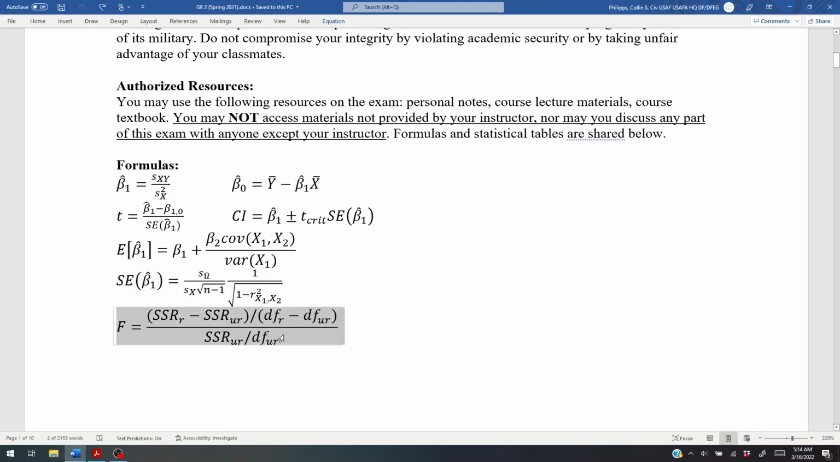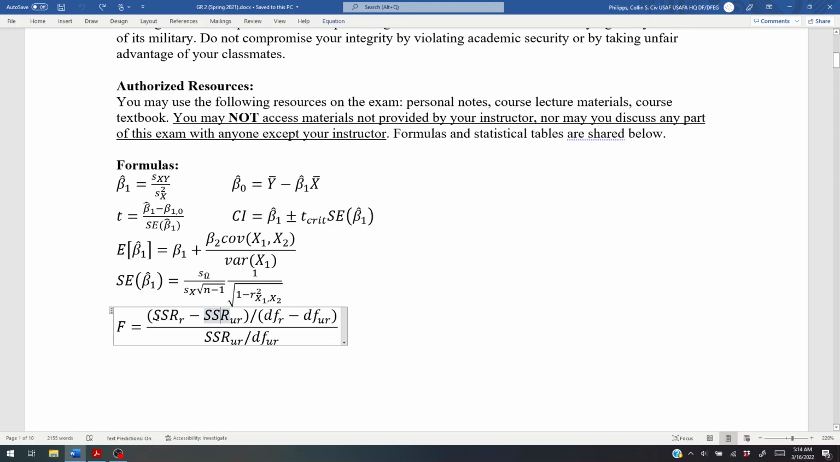And then down here at the bottom, this is the only new one. We've got the formula for an F statistic here. You'll remember how this thing works. You've got something to do with two different models: one model where you impose a restriction that you get to choose, and one model where you don't.